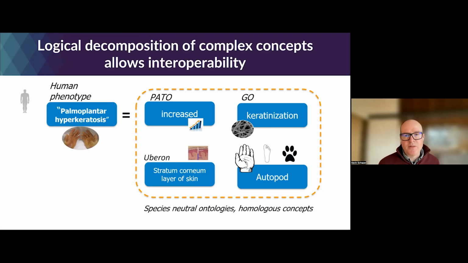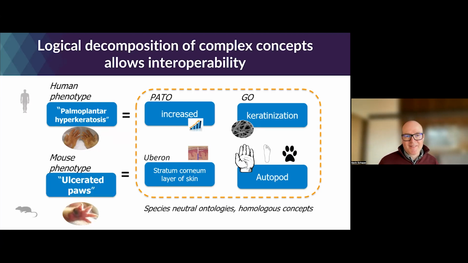And this is where species neutral ontologies are especially valuable. So using PATO and GO to describe increased keratinization describes the change that's happening in the phenotype. And then using post-composition of Uberon makes it possible to refer to the skin at the end of any tetrapod limb. And I think autopod might be one of my favorite ontology terms anywhere. Next slide, please.